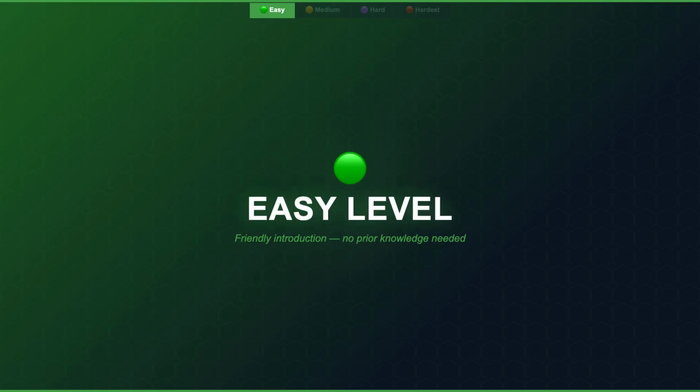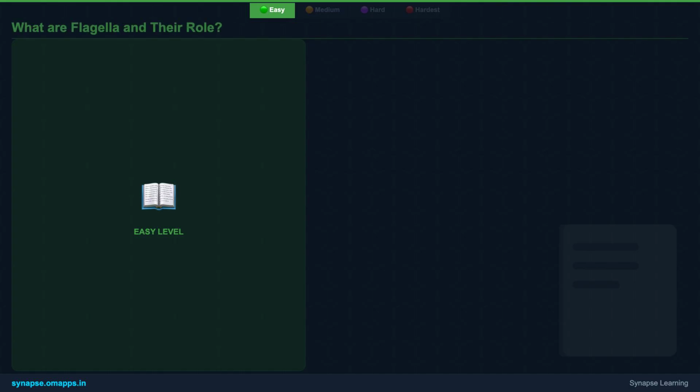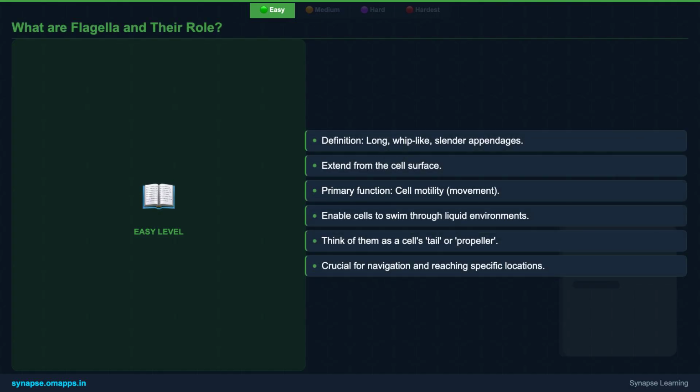Let's kick things off with the basics. What exactly are flagella, and why are they so important for cells? It's simpler than you might think. Imagine a tiny tail on a cell. That's essentially what a flagellum is. These are long, slender, whip-like structures that project from the cell surface. Their primary job? To help the cell move. Think of them as a cell's personal propeller or an oar, allowing it to navigate its watery environment. They are crucial for what we call cell motility.